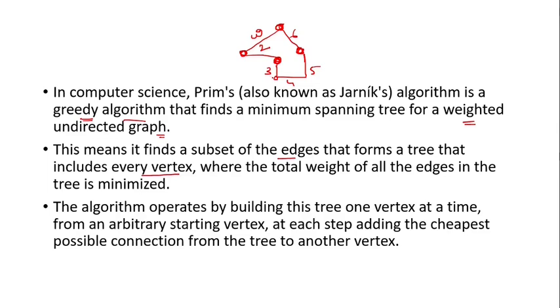Then only you will get a minimum spanning tree, because ultimately the intention is to go from source to destination maybe. On that path from source to destination, the edges that participate have minimum weight, but all the vertices have to be touched at least once. Every vertex has to be visited, where the total weight of all edges in the tree is minimized. So this is a minimization problem. The total weight of the traversal has to be minimum.